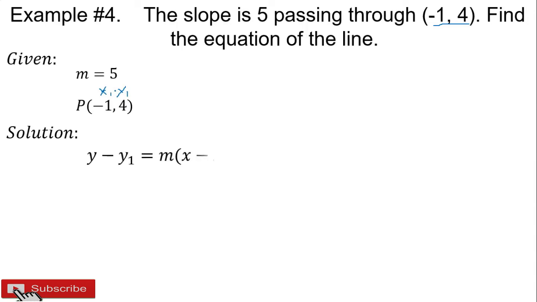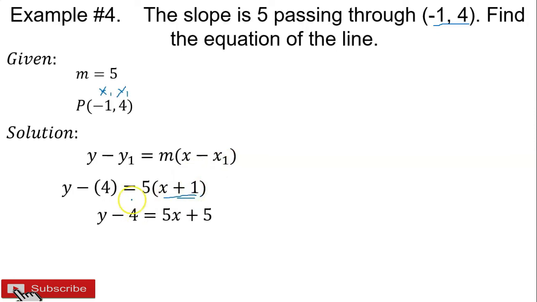Next na gagawin natin is again substituting this x sub 1, y sub 1, and m dito sa ating formula. So we have y minus 4 is equal to 5 yung m natin times x plus 1. So plus 1 yan kasi yung x sub 1 natin is negative 1. So kapag sinimplify natin negative times negative 1, that is positive 1. Kaya x plus 1 yung nandito. And then simplify, y minus 4 is equal to 5 times x, that is equal to 5x. 5 times positive 1, that is equal to positive 5.